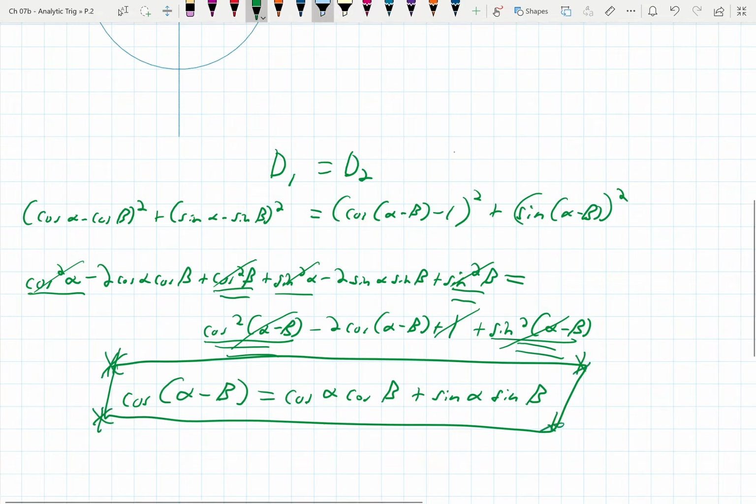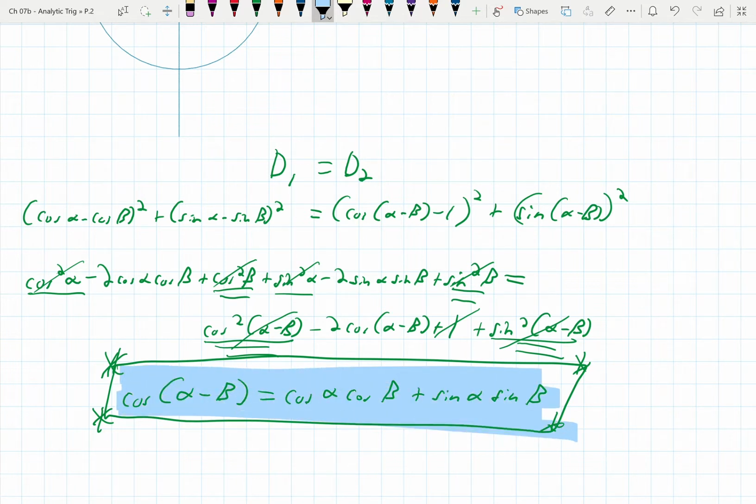This is a difference formula. The cosine of the difference of two angles gets that. And that's not just a formula. This is even more important than a formula. This is an identity. And this is the first of 4 that you're going to have to know.